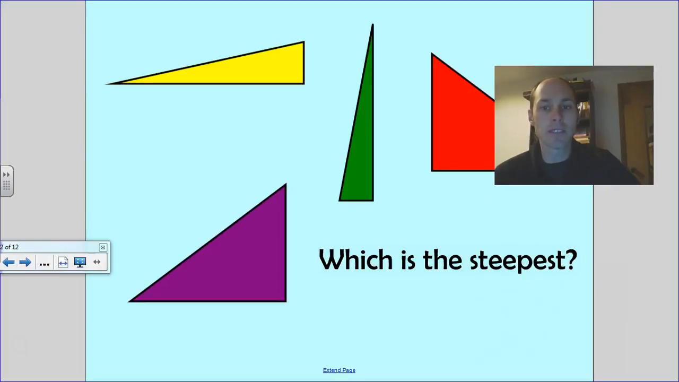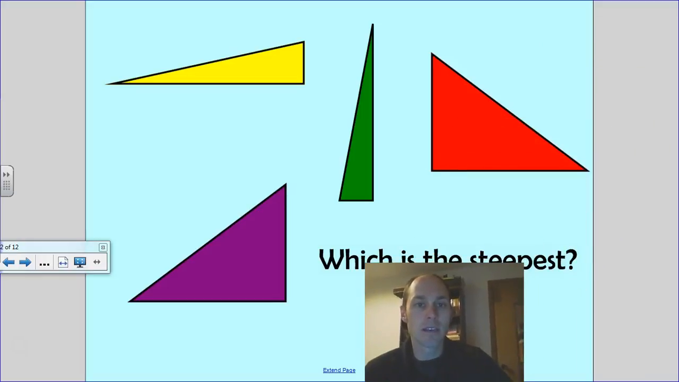So first of all, let's just start off by talking about which of these triangles you would consider to be the steepest? In determining that, I'm sure you'd look at, which one? Go ahead and choose one. Green one? Good. I chose that one too. Why would you choose that one?